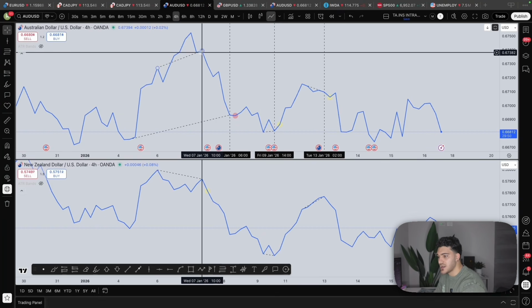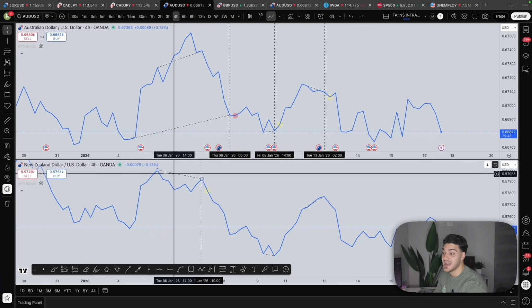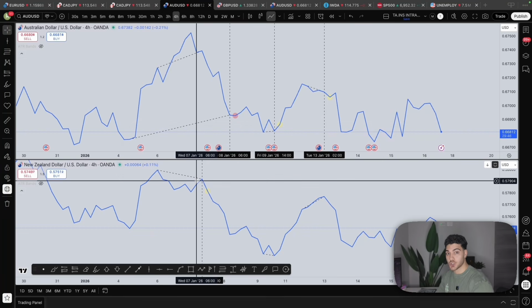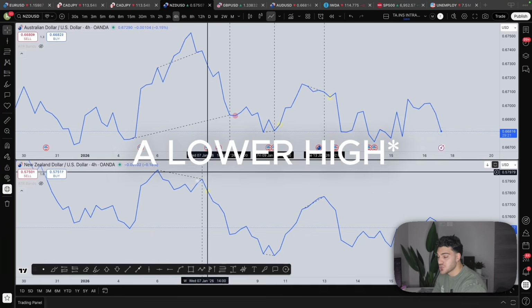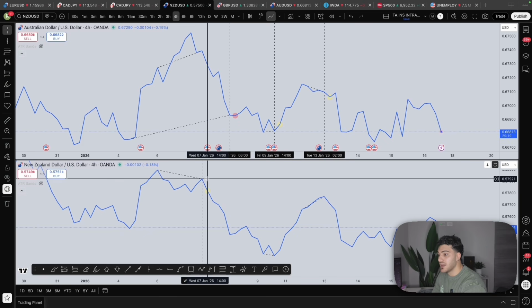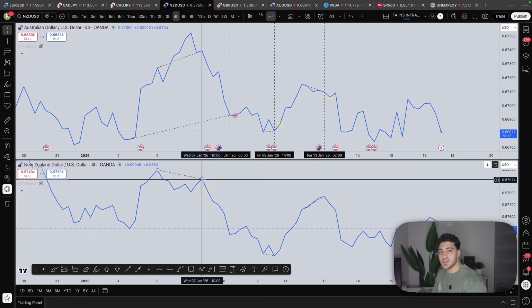So if a pair makes a higher high and the correlated pair makes a lower high, we go short on the pair making the lower high. So in that case, since NZD USD made a lower high, we now have a short bias on NZD USD. The confirmation in this case for us is to wait for the next 4-hour candle line to close bearish. We want to go short on NZD USD, so we need to confirm our directionality.